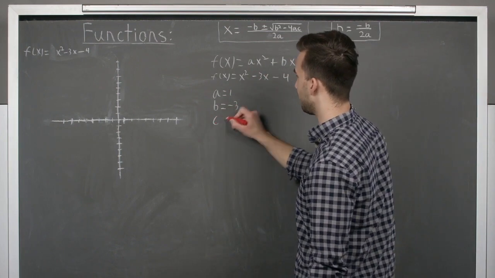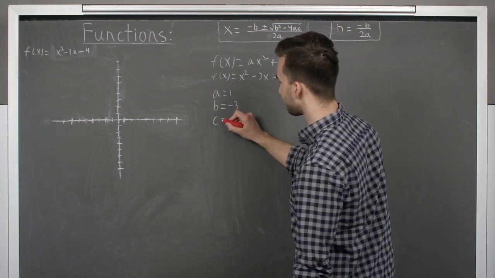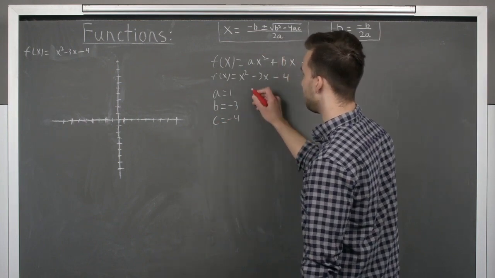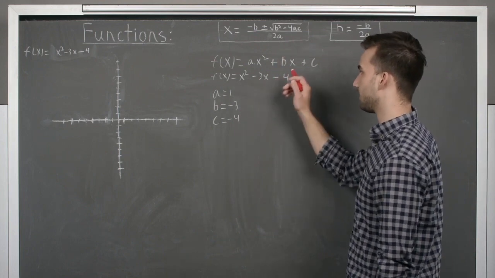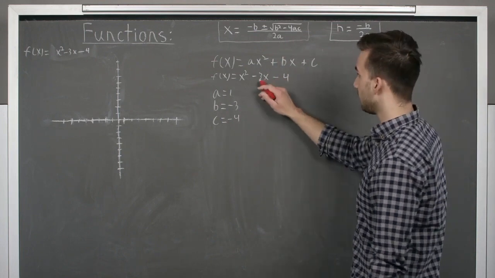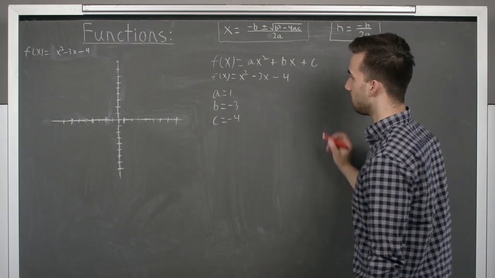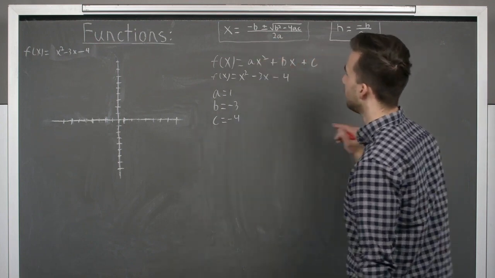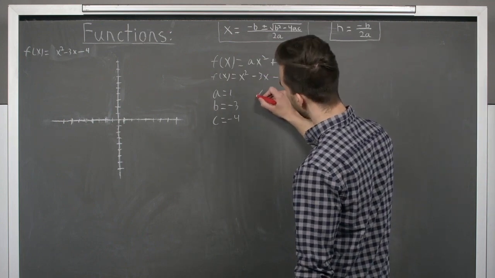And our c value is negative 4. So if you have a function that's in a different form than this, or it's switched around, just switch it to look like this form up here, and then you can grab the values. But let's plug the values into our quadratic formula to give us a solution.